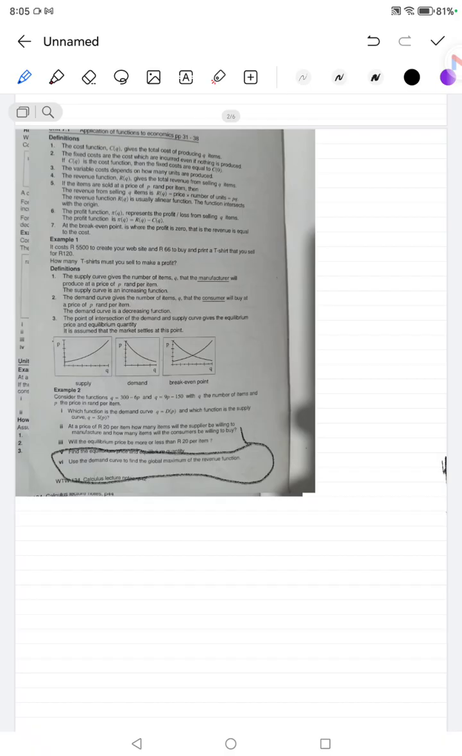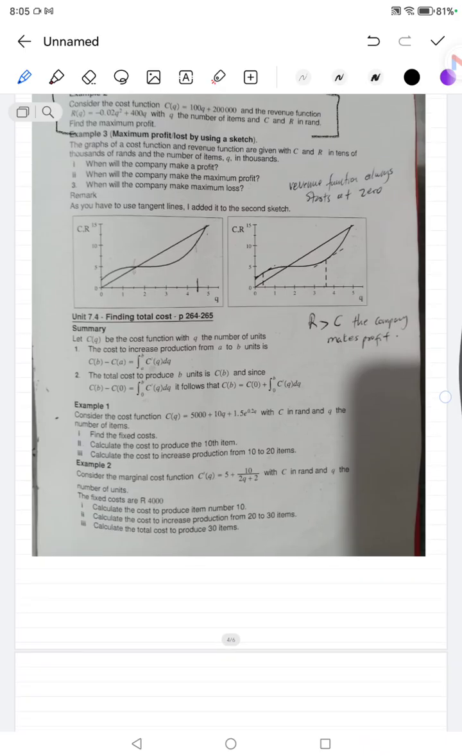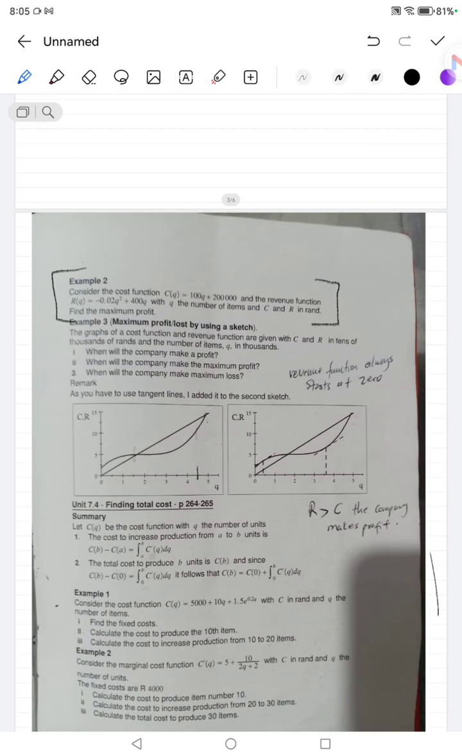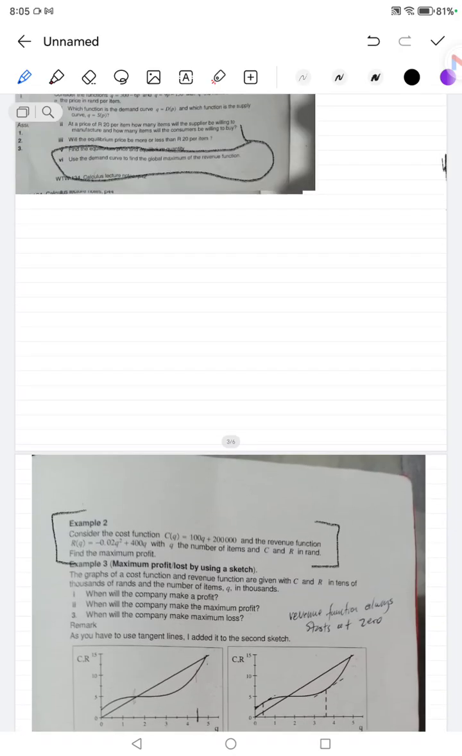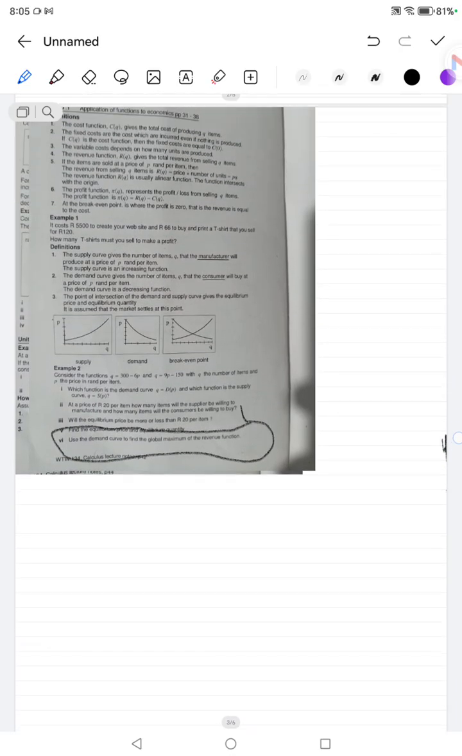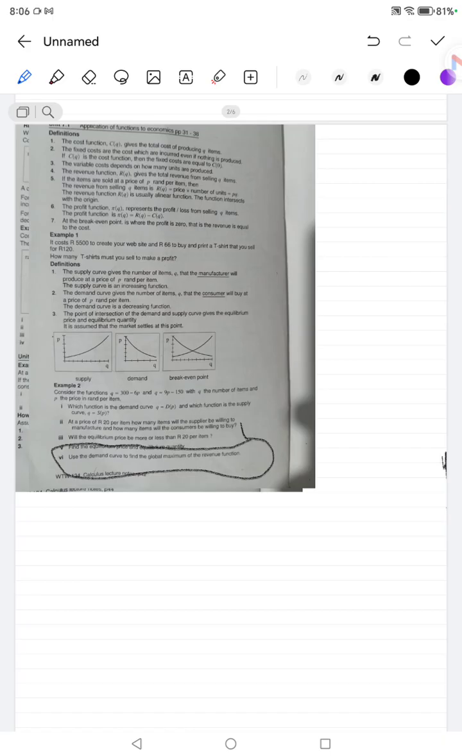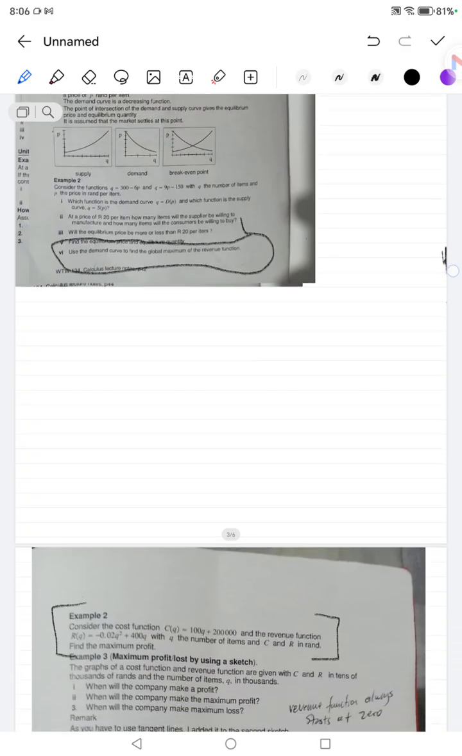As in the last question on this side we have highlighted, it says use the demand curve to find the global maximum of the revenue function. And on this side they're saying consider the cost function, then they've given you your cost and revenue with Q number of items here, and then they say find the maximum profit. So what steps are we going to follow in this example 2?